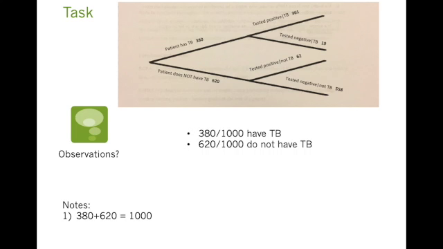If they did not, this would imply that there exists at least one patient who both has TB and does not have TB simultaneously, which is of course not possible.